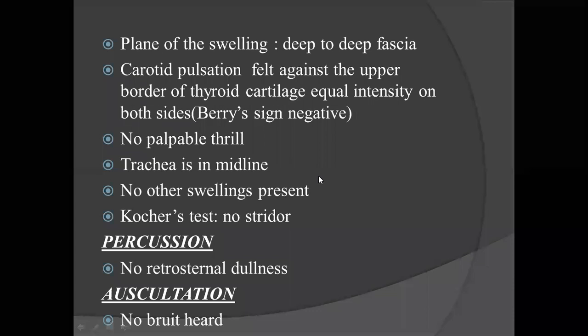What happens is, in a long-standing thyroid swelling, the tracheal rings, the usually C-shaped tracheal rings, are very strong. They will not allow the trachea to be compressed. Suppose in long-standing cases the cartilage loses its strength and tracheomalacia happens. Tracheomalacia means weakening of the tracheal cartilage. So when the cartilage weakens, the trachea might collapse. When you press it, the trachea will collapse and cause stridor. Breathing difficulty will happen. So to assess whether tracheomalacia is there, that is what Kocher's test is used for.